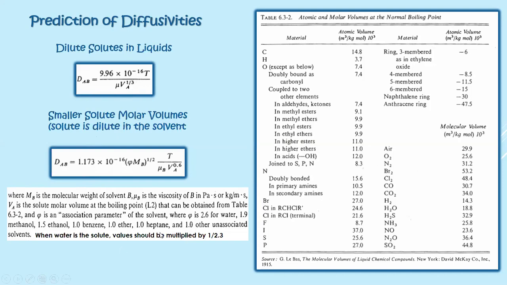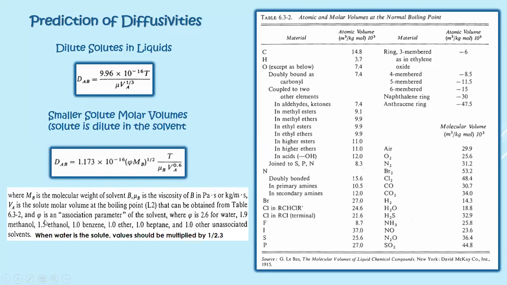Now, everything that appears in the formula is defined in here, and where your MB is the molecular weight of solvent B, your U sub B is the viscosity of B in Pascal second or kilogram per meter second. Your V sub A in the formula, this one, also appearing on top, is the solute molar volume at the boiling point. And this can be obtained from the table that I have mentioned.